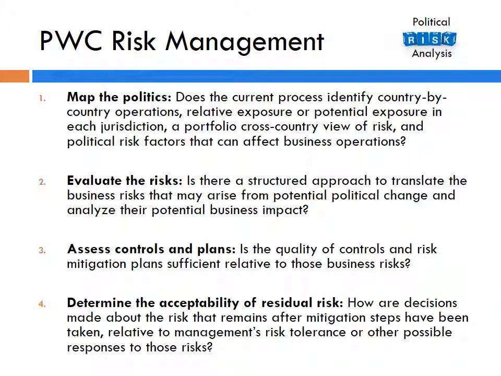Finally, we look at PwC. Here they list their risk management approaches: map the politics, evaluate the risks, assess controls and plans, determine the acceptability of residual risks. To sum up, you will see some core risk types and approaches appearing in these various approaches across the readings. While they may have slightly different take on the lists, they do provide a sample of the key areas that you need to be aware of to develop and build your own risk management approach and identifying risk types.